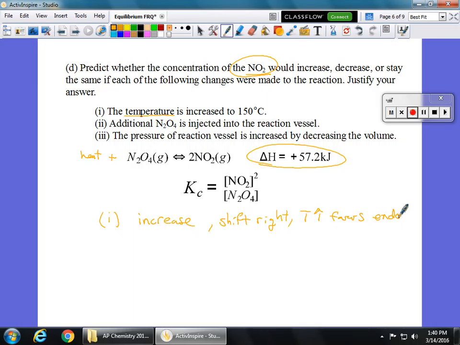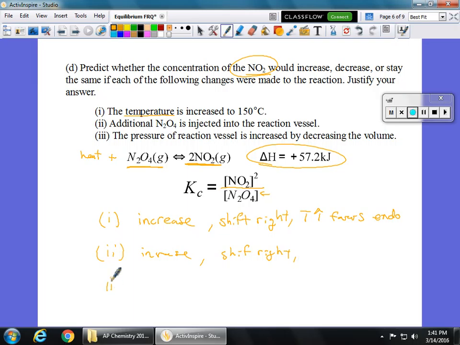Part 2, additional N2O4 is injected into the reaction vessel. If we're looking at Le Chatelier's, here's our equilibrium expression. If we're increasing the N2O4 on the bottom, again, we're going to have to shift to the right, and that's going to cause an increase. Why is it going to increase? Because it's going to shift to the right, and you want to say that's because of Le Chatelier's principle. Increasing the reactant is going to increase the product.